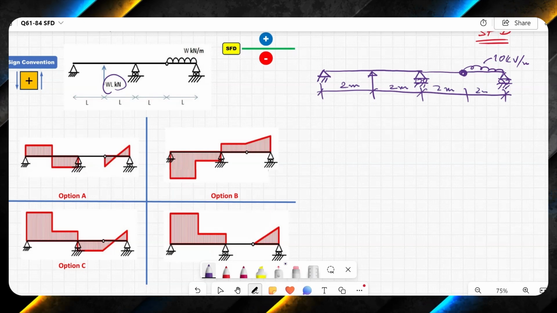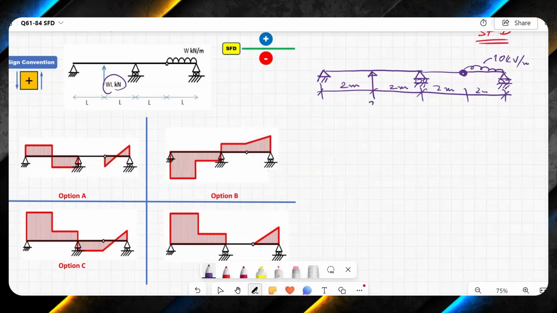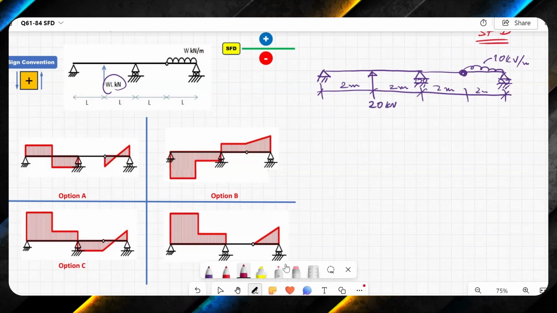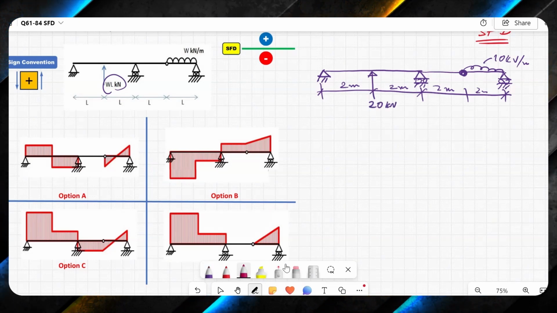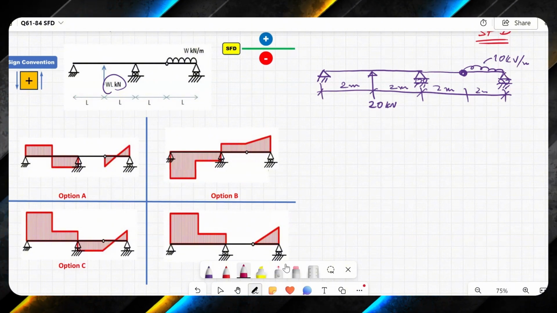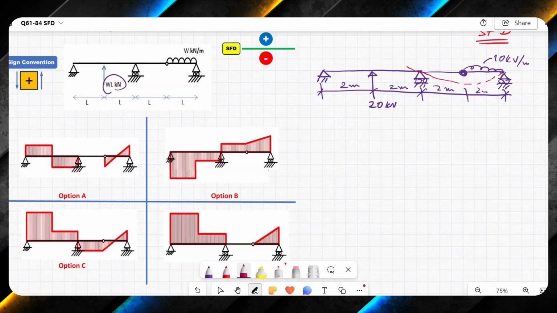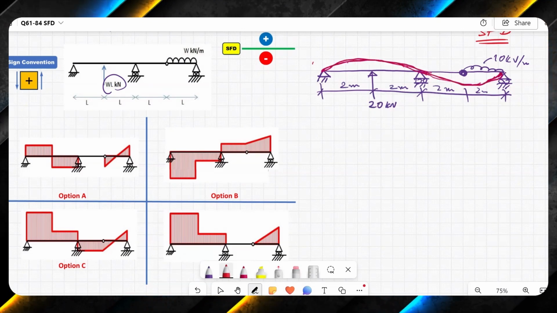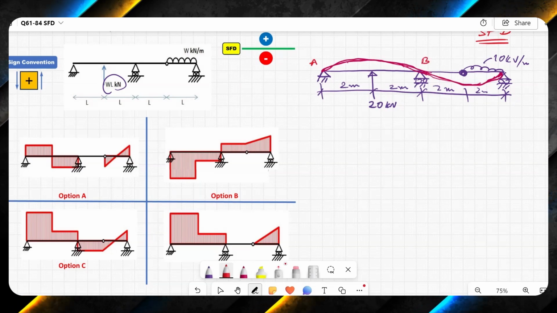This means that this load will be 10 times 2, which means it is 20 kilonewton. The first thing I would do is to draw its deflected shape, and that will really give me the direction of reactions. So this will deflect like this. This is the deflected shape of this beam. Call this point as A, B, and C.